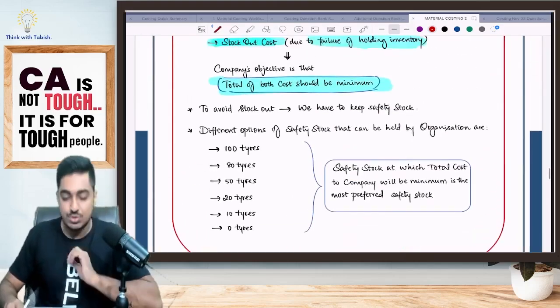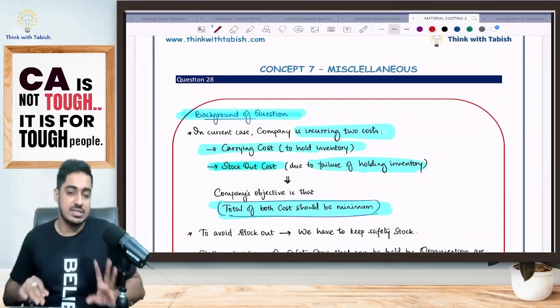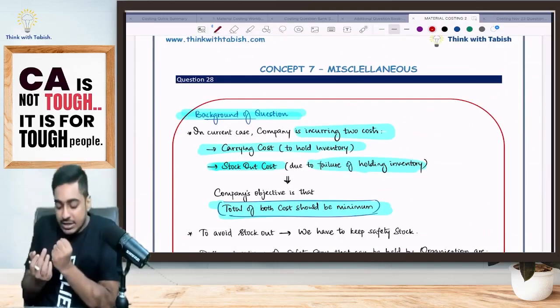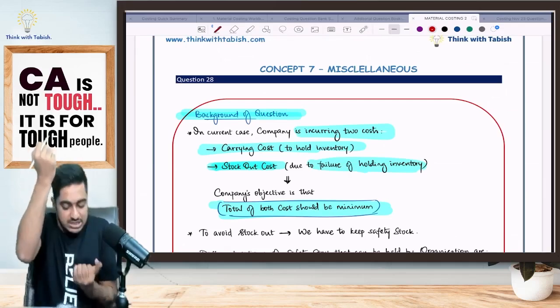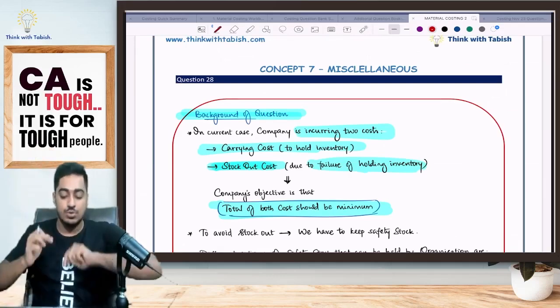Is this clear, everyone? So this entire concept I am explaining with the help of this question only. Pay attention. Yes, we are in a conundrum, in a dilemma, in a doubt. If I hold more goods, I have to incur more carrying cost. If I don't hold goods, I will be incurring stockout cost. That means how much quantity should I hold? Hold in such a way that the total of the two costs is minimum.